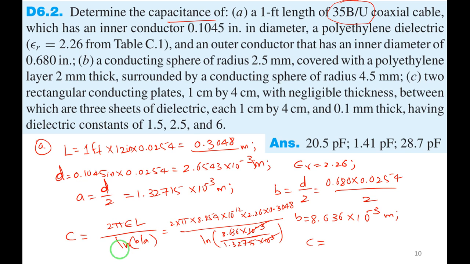So I'm getting this as 20.46 into 10 power minus 12 farads. So 20.5 pico means 10 power minus 12, right? 20.5 picofarads, it's correct, right? So we'll go to part B.